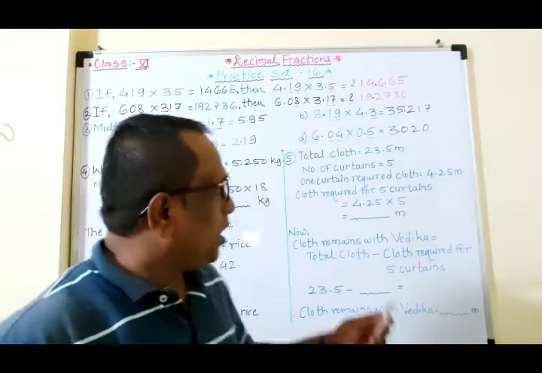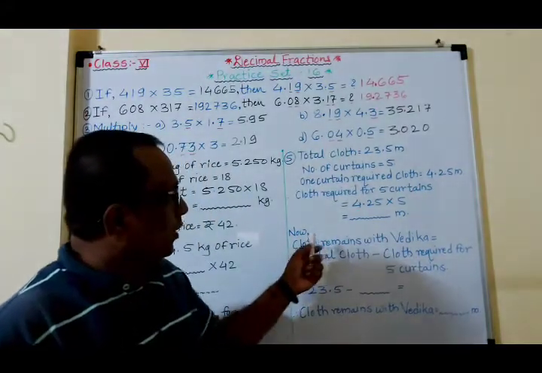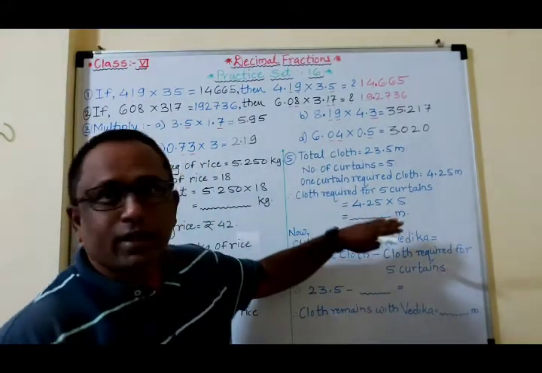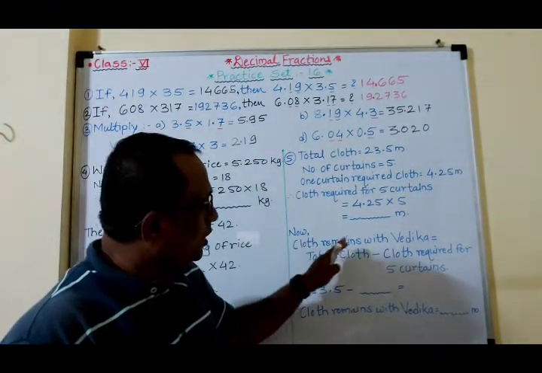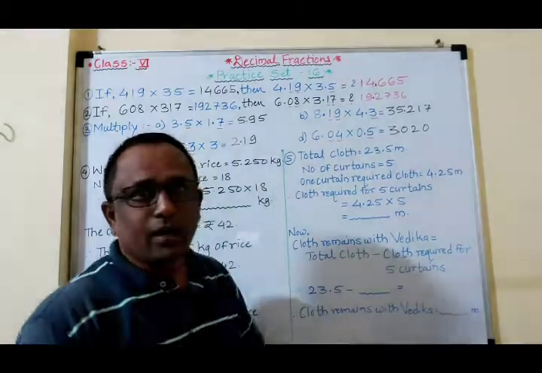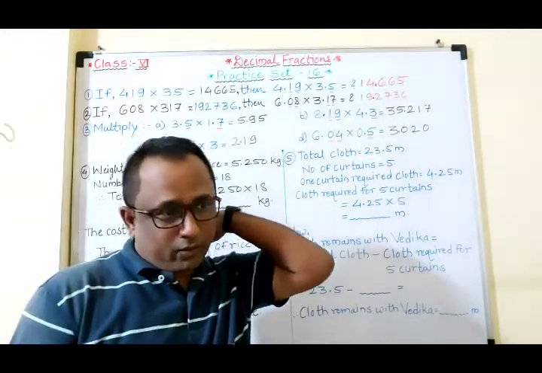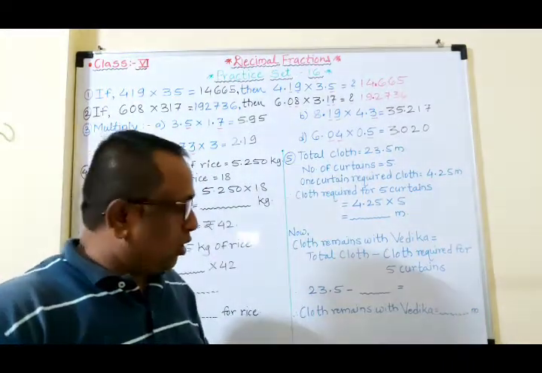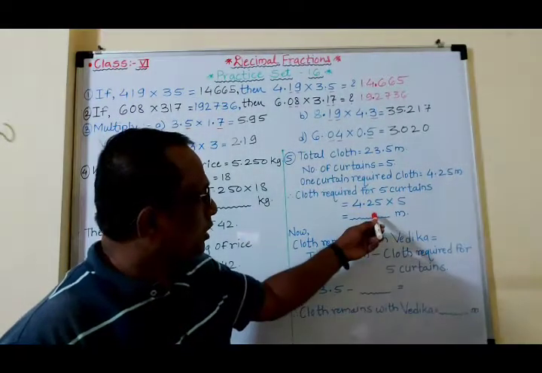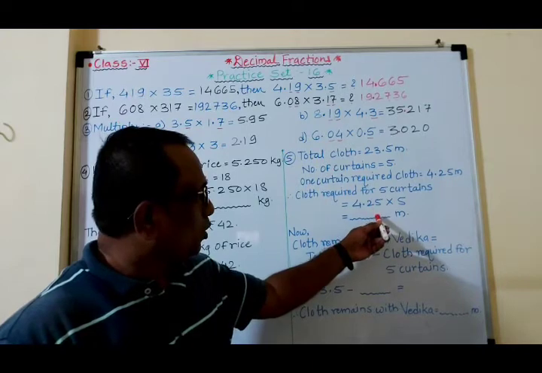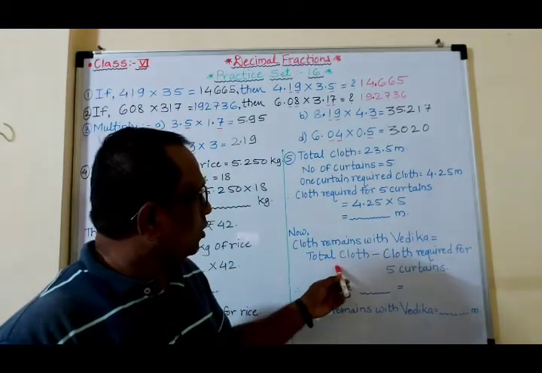Okay, now we got the cloth required for 5 curtains. Now what we have to find is the cloth remaining with Vedika. So whatever cloth remains with Vedika, that we have to find. So what is the formula for finding that? Total cloth minus the figure you got.